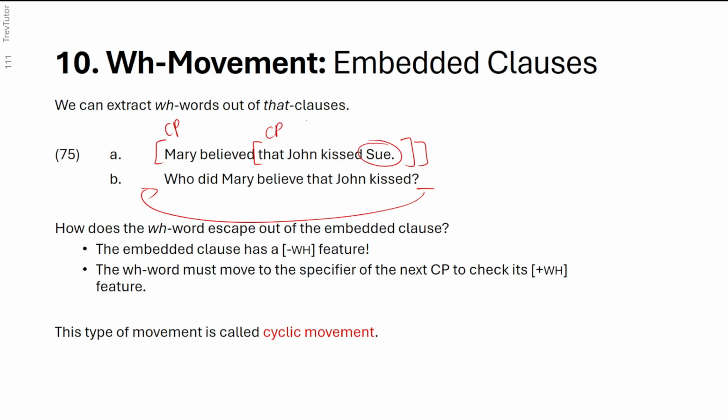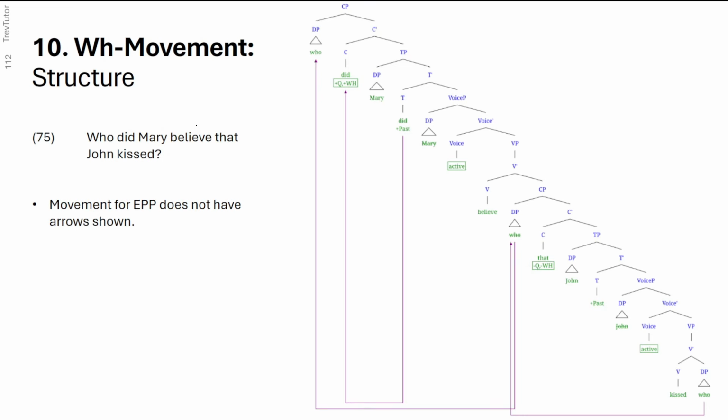The reason for that is because this CP on the inside, "that John kissed," is minus WH, but the CP that is the entire sentence is plus WH. So it can get checked at the top. This type of movement is called cyclic movement. So let's see this in action. There's a lot of movement going on, so I'm not showing any EPP movement. So: who did Mary believe that John kissed?